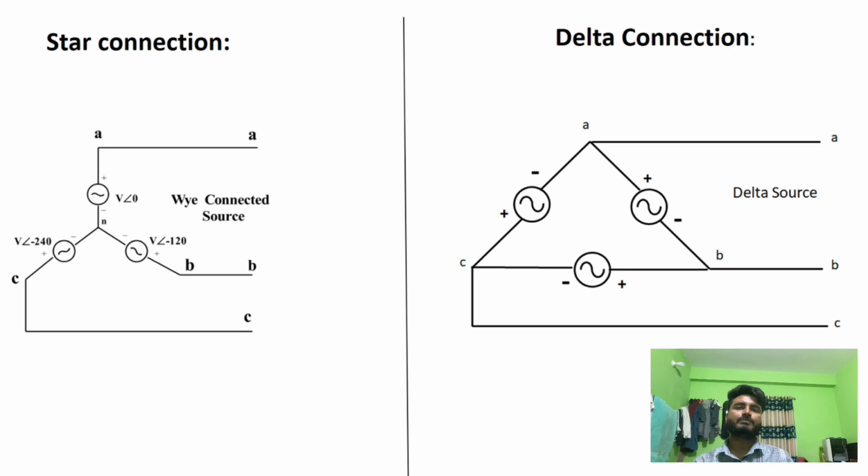Delta connection. In a delta connection, the ends of the windings are connected to form a closed loop, creating a triangle delta shape. No neutral point is formed. Only one type of voltage is available: line voltage equals phase voltage. Line currents are √3 times the phase current, more suitable for balanced load and high power transmission.